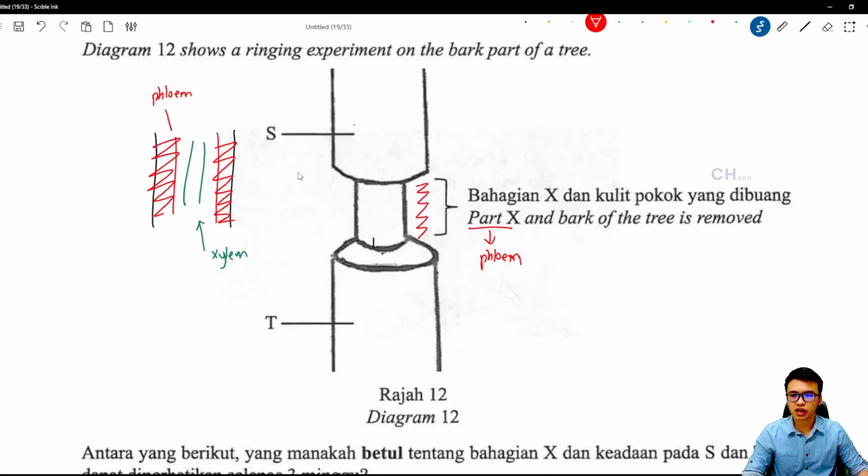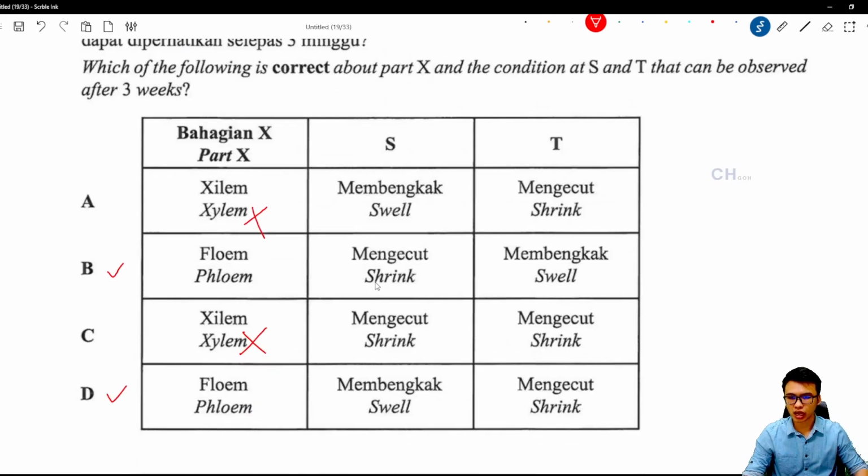And then we have the X and T. The phloem is trying to send the nutrients to the T. But since the phloem is removed here, the nutrients cannot be transported to the T, so they will start to accumulate here, and in the end T cannot receive enough nutrients, so it will start to shrink. Because it does not have enough nutrients. So S will swell, T will shrink. So the answer here should be D.